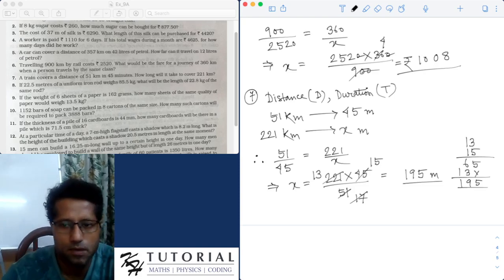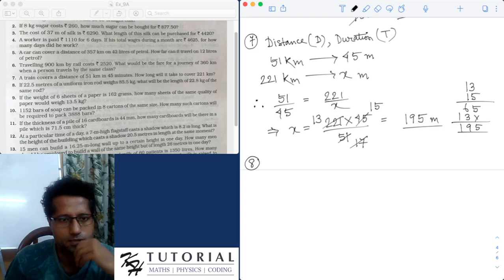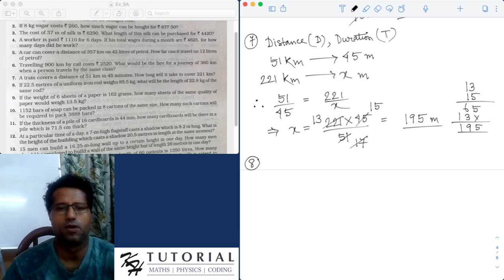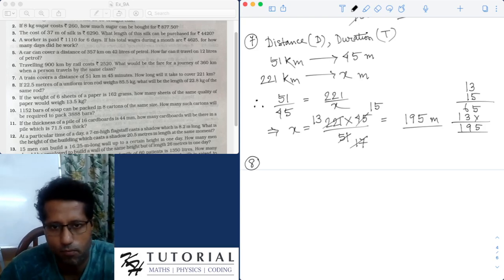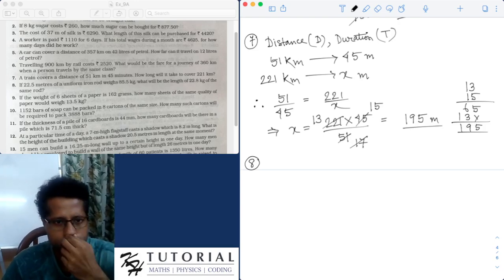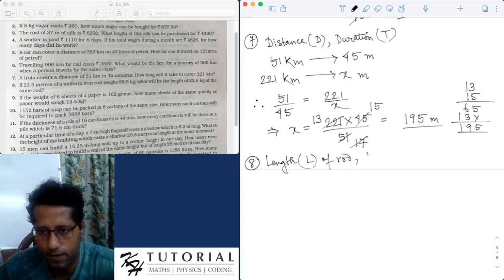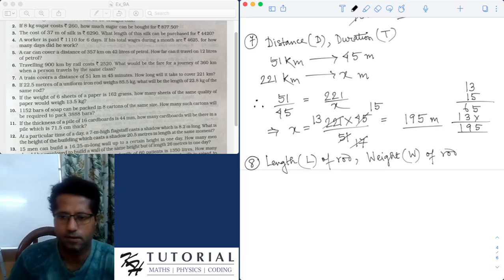Okay, let's see question number 8. It says if 22.5 meters of a uniform iron rod weighs 85.5 kg, what will be the length of 22.8 kg of the same rod? Okay, so we can see that the quantities length of the rod and the weight of rod, they are in direct proportion.